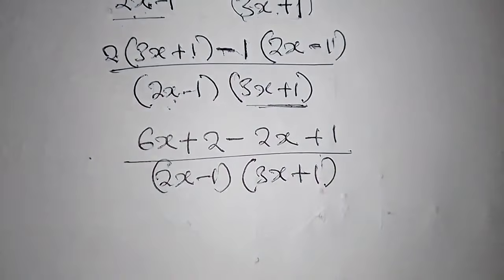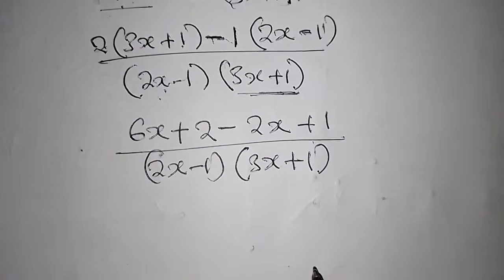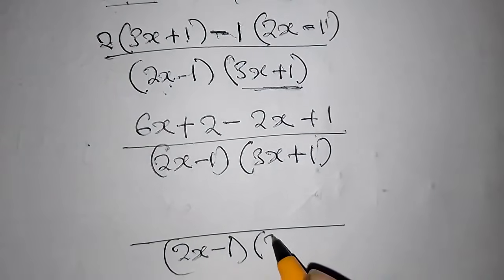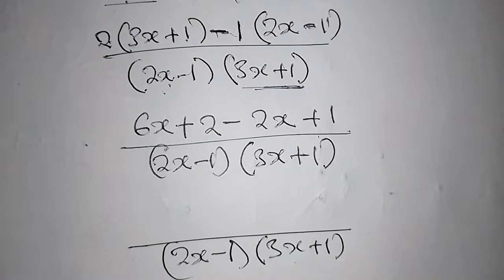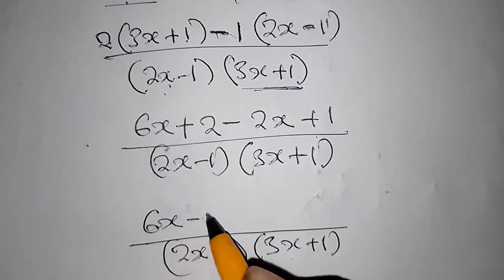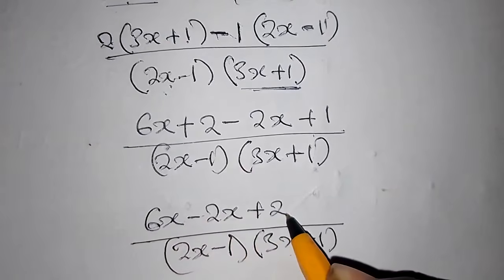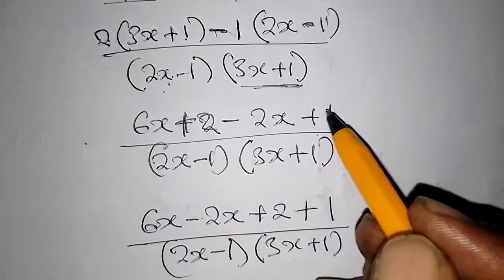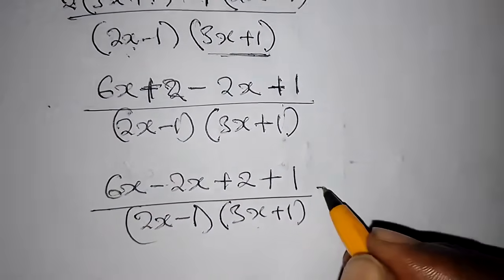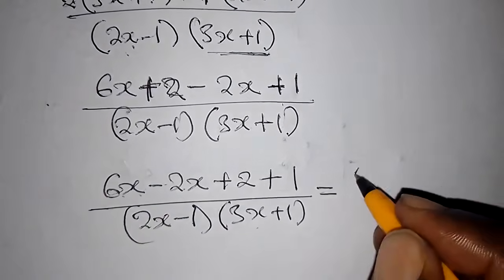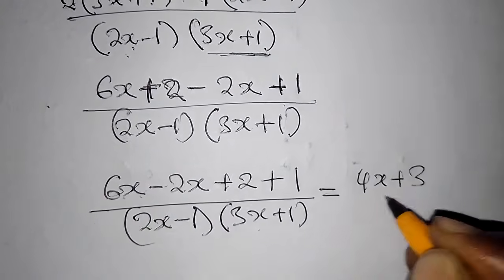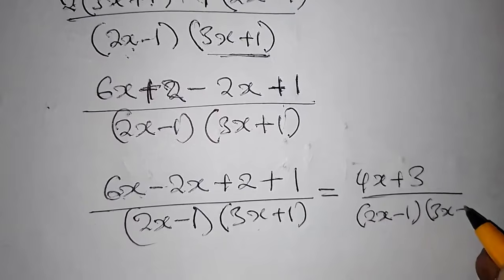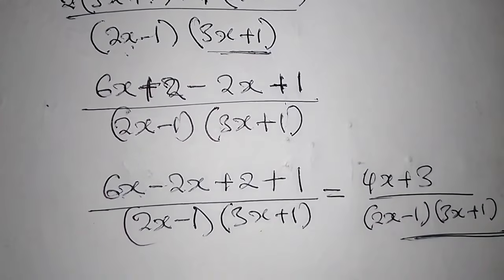Have you seen? From here, you group like terms. So from here, what's the next step? You group like terms. So we've got 2x minus 1 down here, and 3x plus 1. So we've got 6x minus 2x plus 2 plus 1. Positive 2 plus 1. Finally, you've got this answer: 6x minus 2x, that is 4x, plus 3, over 2x minus 1 times 3x plus 1. This is your answer. So we've answered this whole question.